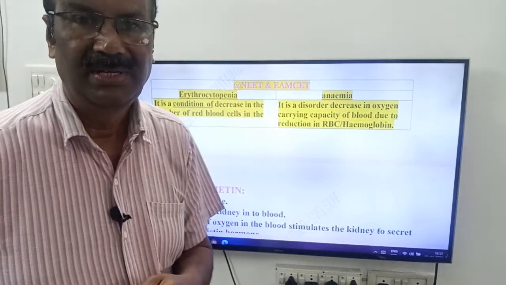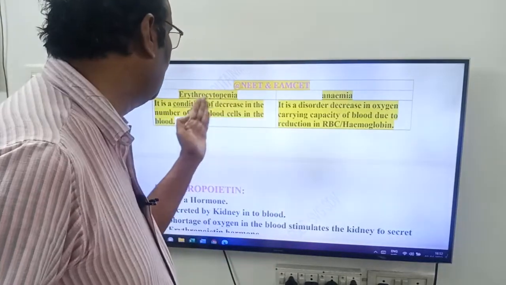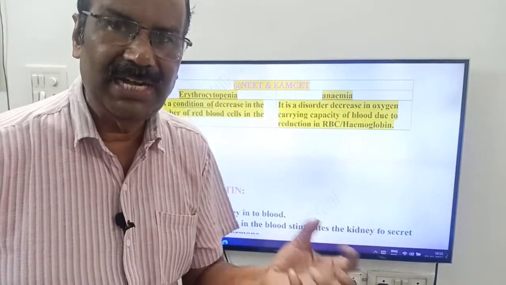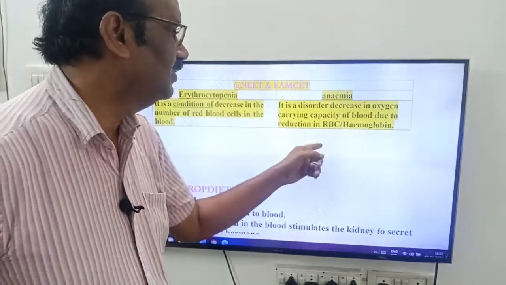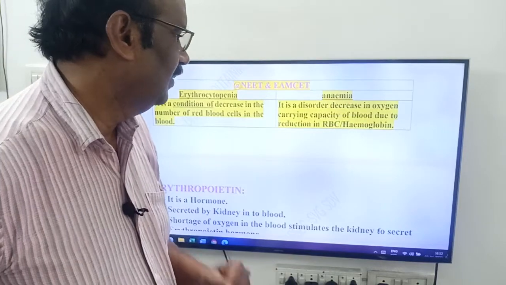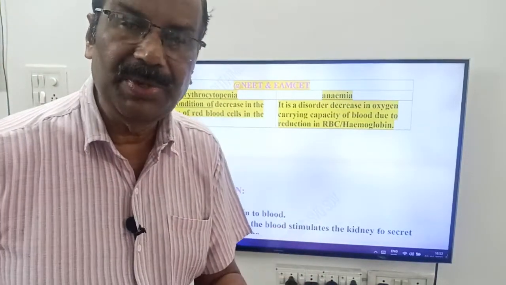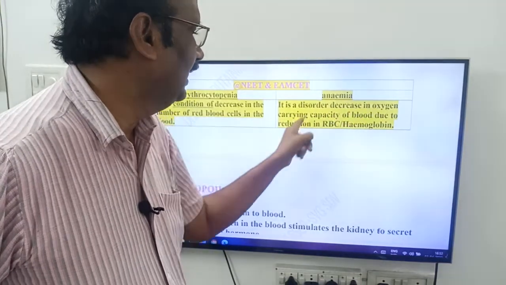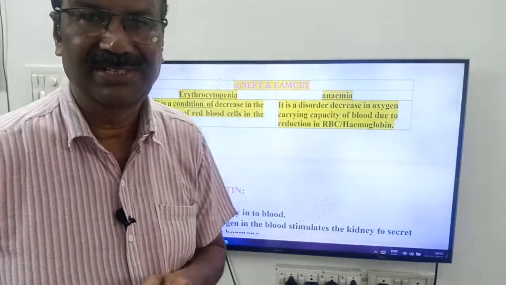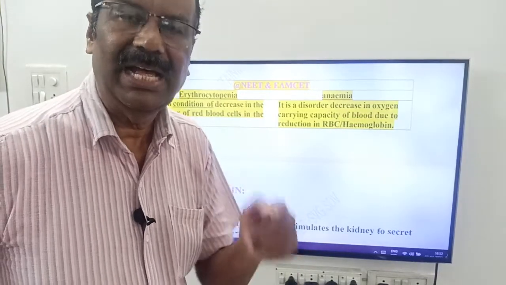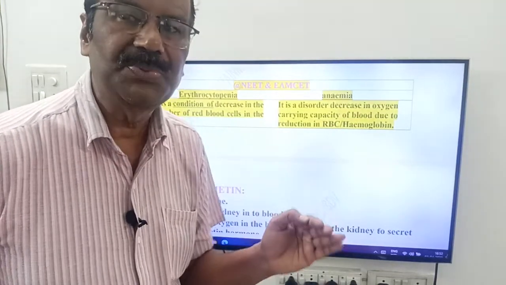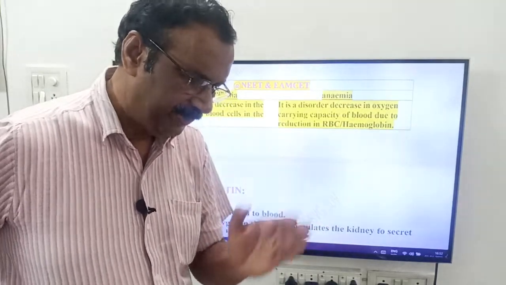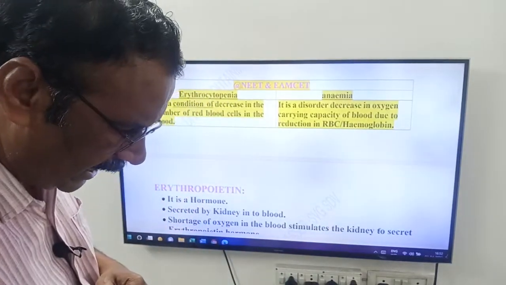See friends, due to erythrocytopenia, what happened? The number of red blood cells decreases. When the number of red blood cells decreases, there is no sufficient hemoglobin. When hemoglobin or red blood cells are decreased, there is a disorder in the oxygen carrying capacity. So anemic patients won't transport sufficient oxygen to the cells. Okay friends, that's the difference between erythrocytopenia and anemia.